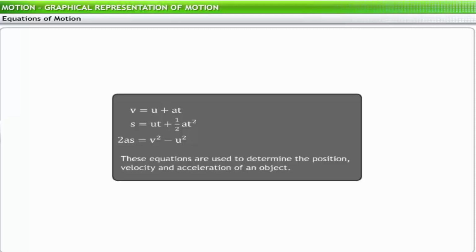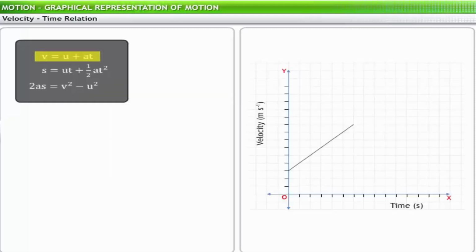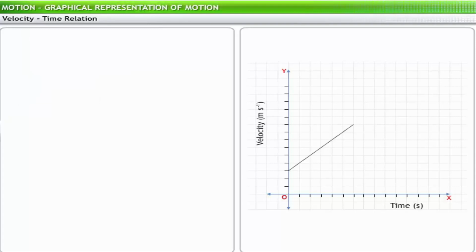We can derive these equations graphically. The first equation of motion is known as the velocity-time relation. Consider a velocity-time graph for a uniformly accelerated moving object as shown. In the graph, u is the initial velocity of the object represented by the point A. V is the final velocity represented by the point B. T is the time in which velocity changes from u to v.